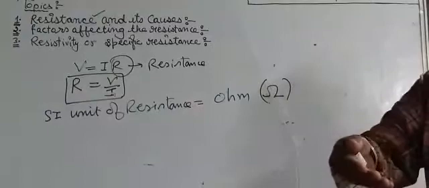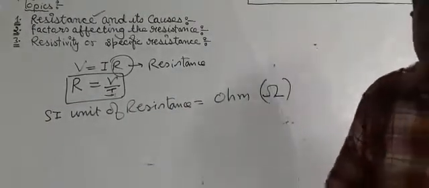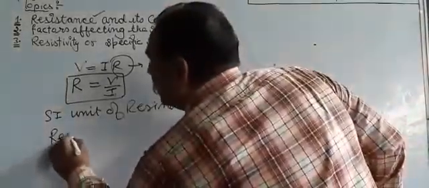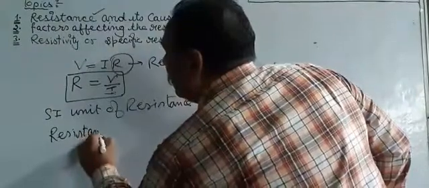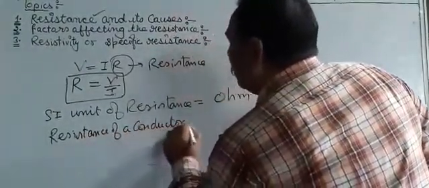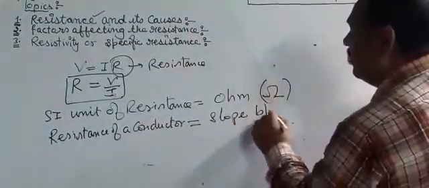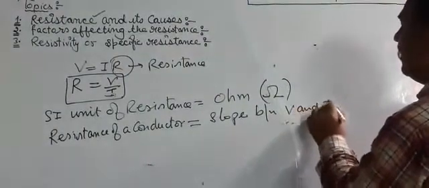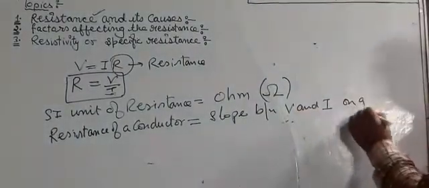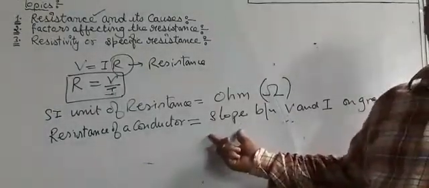And what is resistance? We can say it's the slope of the graph between potential difference and current. Resistance of a conductor is equal to the slope between V and I on the graph. So this is the resistance of a conductor.